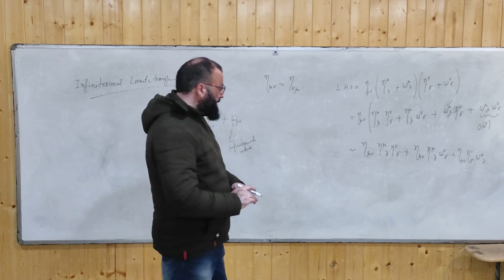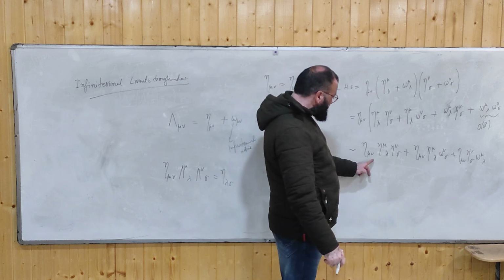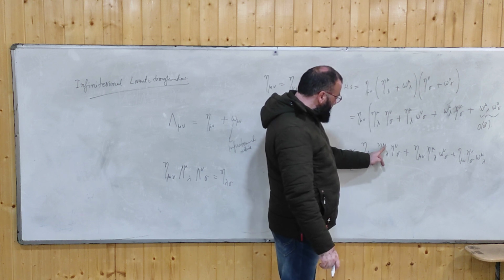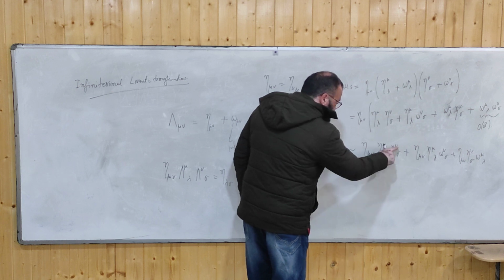Clear? So now tell me what this is. Anybody? So you will be having eta mu lambda. Okay. Eta mu lambda. So this nu gets contracted.